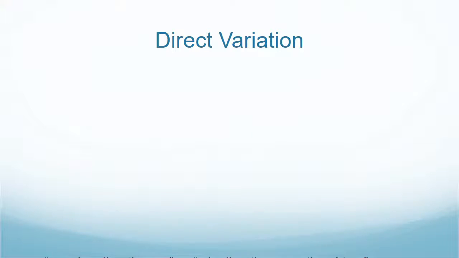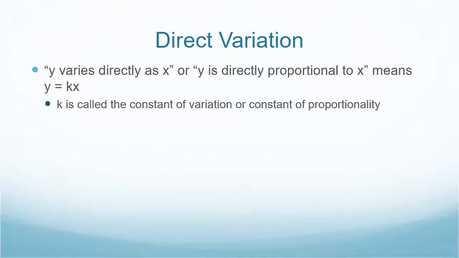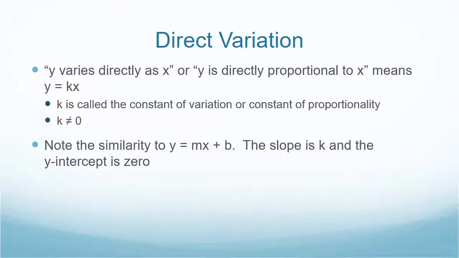Now we're going to talk about direct variation. The phrase "y varies directly as x," or "y is directly proportional to x," means that you're going to write an equation of the form y = kx, where k is a constant. k is called the constant of variation or the constant of proportionality. It cannot be 0. Now this is very similar to y = mx + b. You just don't have a b because the y-intercept is going to be 0. So k is kind of like the slope, and your y-intercept is 0.